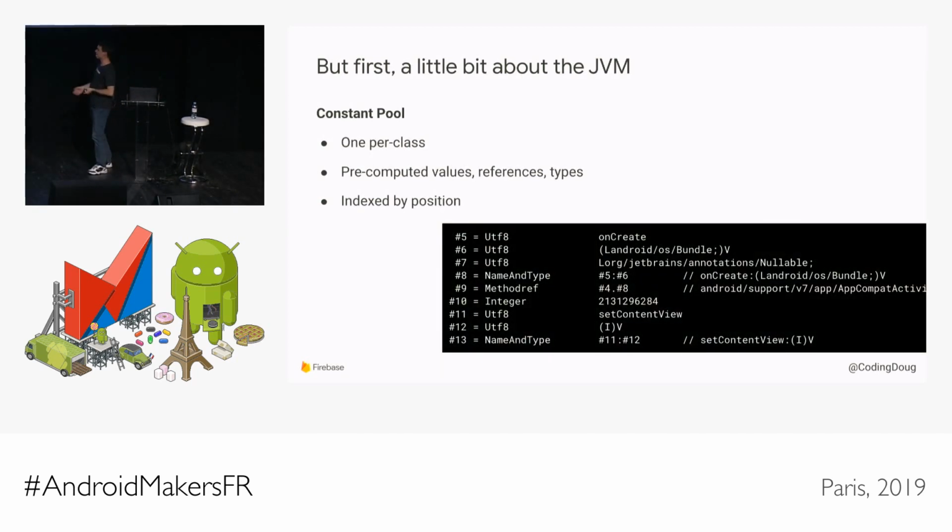So it looks kind of like this. If you were to dump out a class file using javap, which is a JDK tool that lets you dig into the internals of a class, it's going to look something like this. So strings and names and numbers and stuff like that. The indexes are the things that identify them.